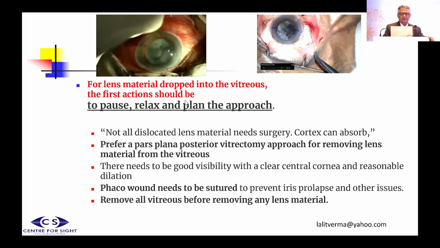So for lens matter which has dropped into the vitreous cavity, the first action should be: wait, pause, relax. Am I confident that I will do it? Believe me, all dislocated matter may not immediately require intervention, and prefer a pars plana approach for vitrectomy for removing all these things. Believe me, there has to be good visibility also. There is no urgency to remove that in the same sitting, except that you have promised the patient that you will do a sutureless job.